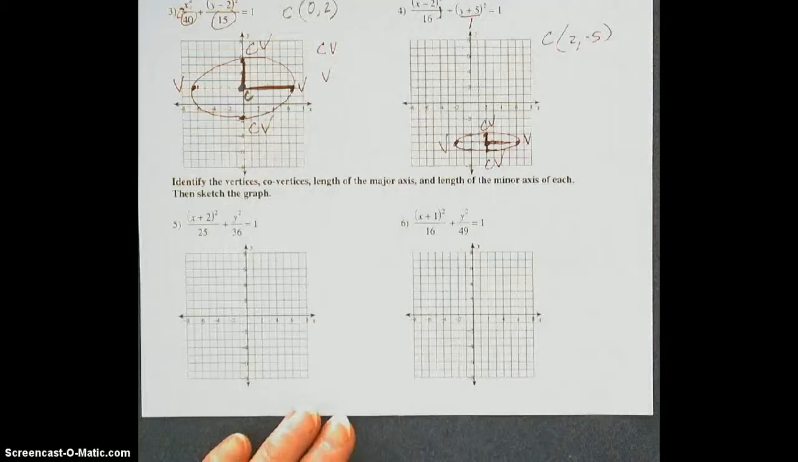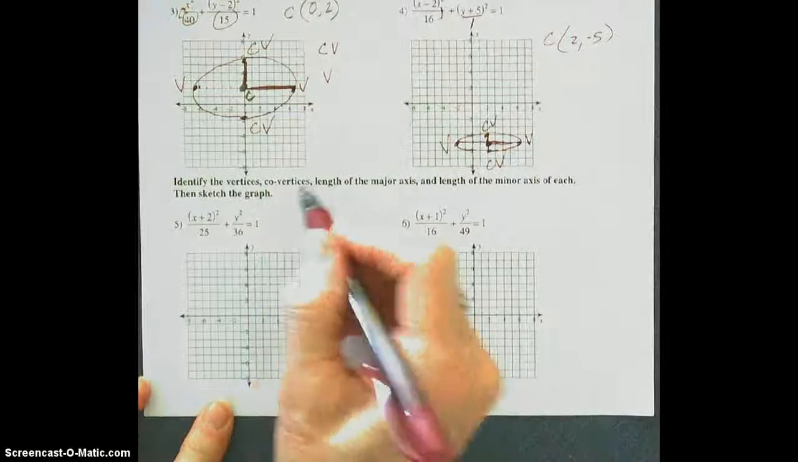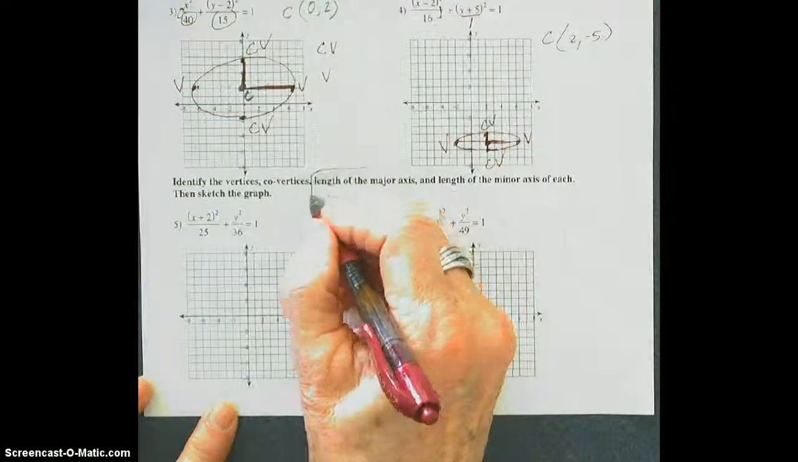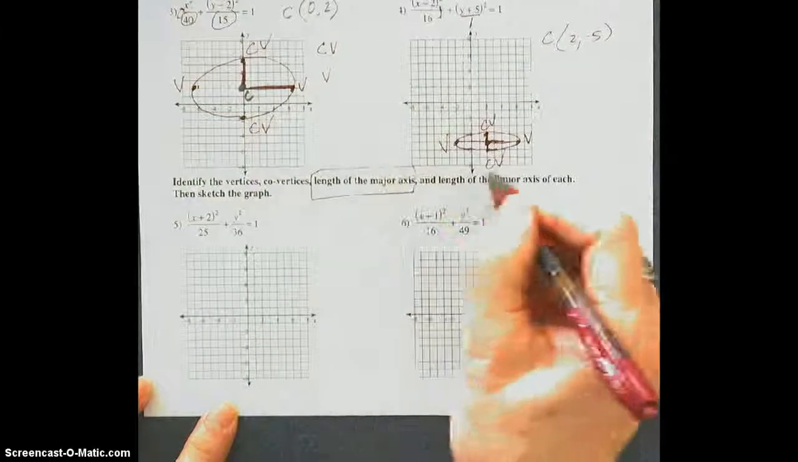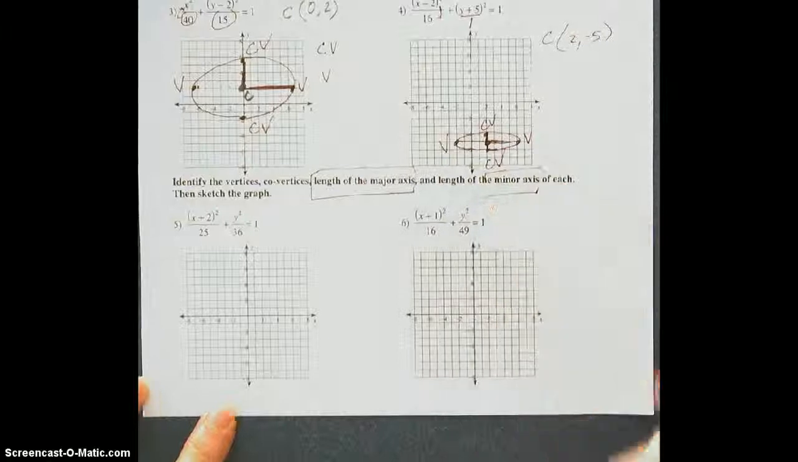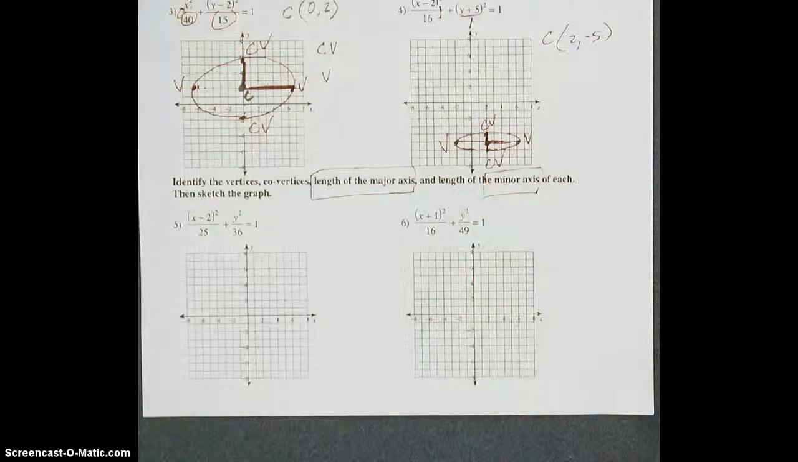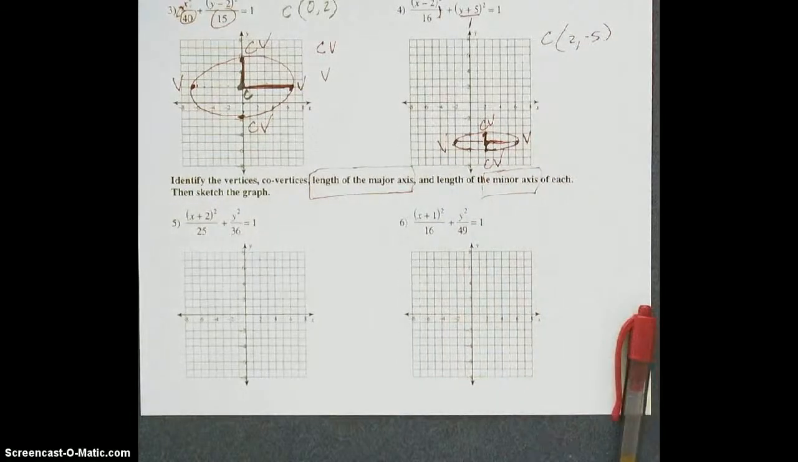Problem number 6. 5 and 6 are similar. See if you can graph them, and then when we come into class together, I will define for you the major axis and the minor axis. Try some of the problems of graphing on your worksheet, and when we get back together, I will give you these definitions.